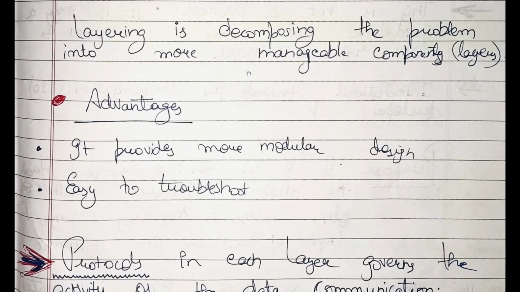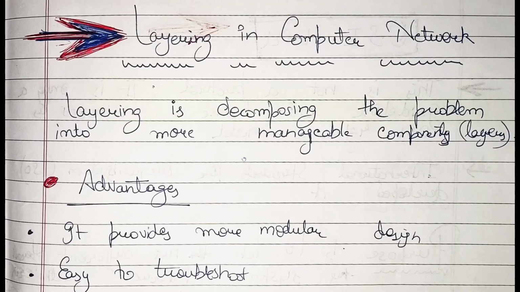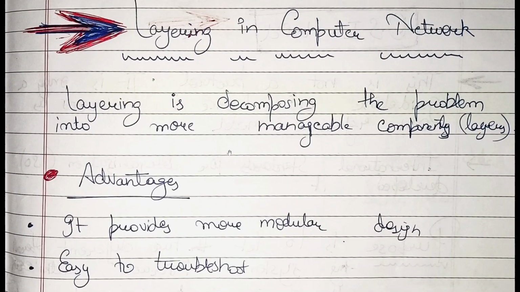Why is there a need to do layering? What is layering and why do we do it? So basically, layering is decomposing the problem into more manageable components, that is layers. Now suppose you have a huge problem. Say you are facing a problem regarding the IP address not being correct. I'm just giving you an example, like problems regarding IP address, MAC address, port address, and the entire problems are just in one section.